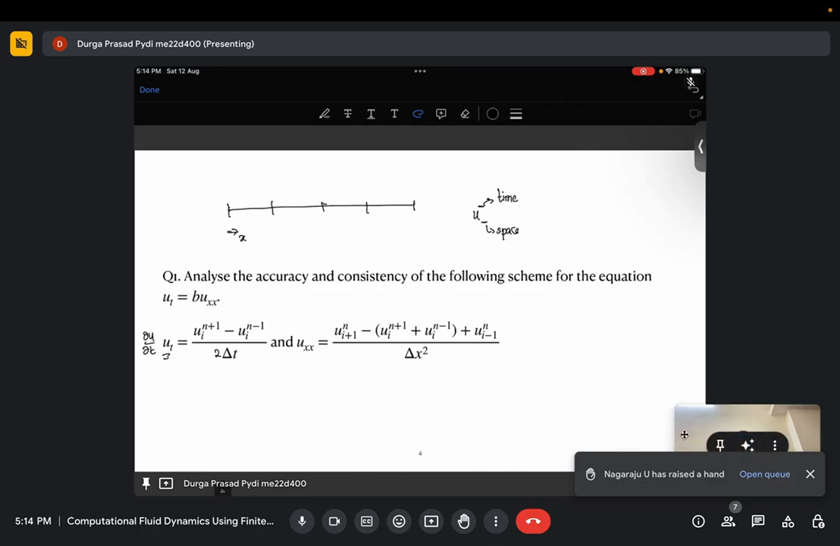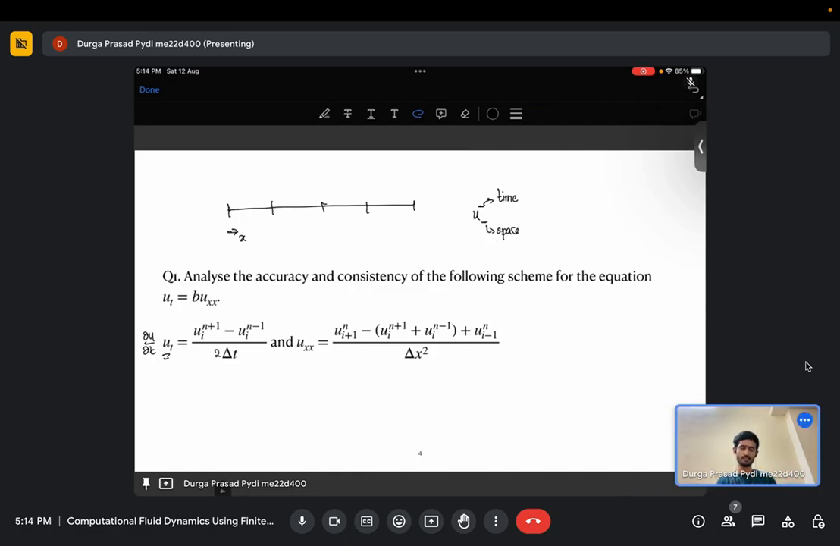Someone raised their hand. Yeah, Nagaraju. Yeah, Durga Prasad. In fact, analysis of the accuracy and consistency means these both terms depend upon the space and time, right? Yes. So whenever we reduce the delta x, we will get more consistency, in fact. Okay, we'll get to consistency later. Currently we were discussing just accuracy. First we'll discuss accuracy and then we'll go to consistency. Okay, sure.